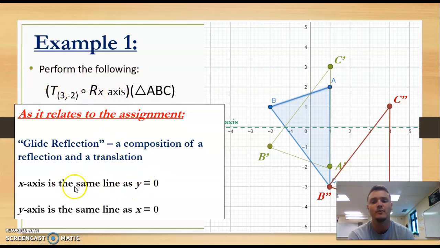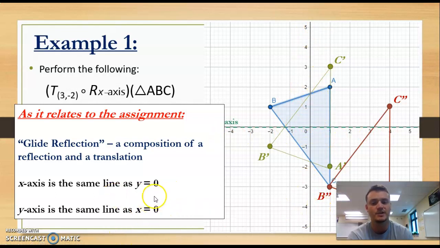Also on the assignment, rather than saying x-axis or y-axis, they actually use the equations. y = 0 means that on my y-axis over here, I'm at 0 all the time. So that means that the x-axis is actually the same thing as y = 0. Again, this can be kind of confusing. The y-axis right here is the same thing as if my x-coordinate was at 0. So they're talking about this whole vertical line here.